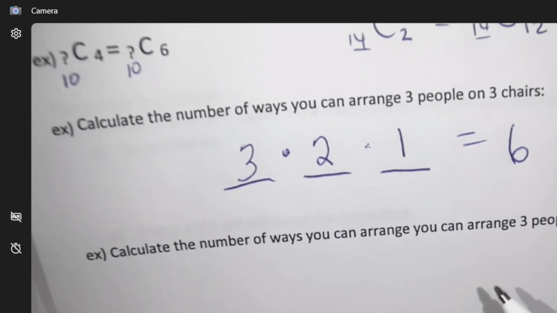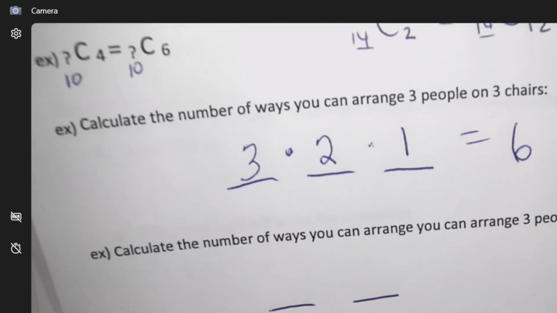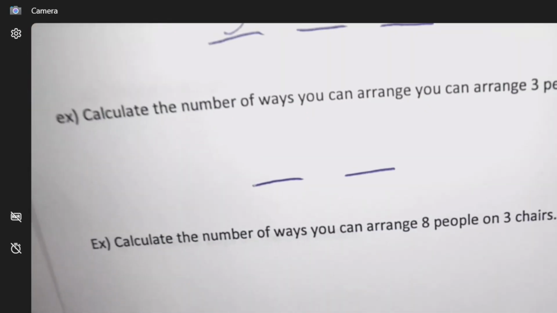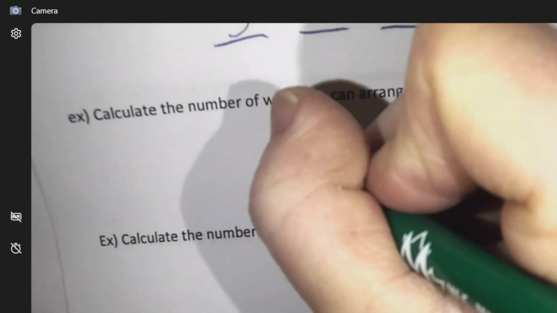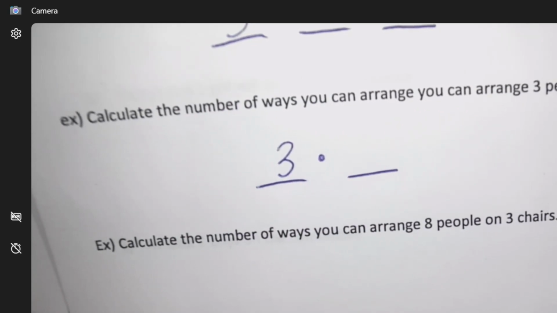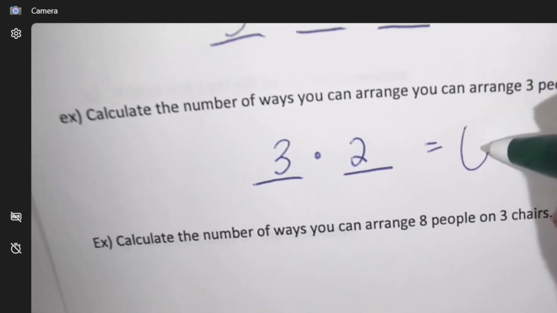Okay, so calculating the arrangements, 3 people on 2 chairs. So there is my 2 chairs. How many options would I have for people to go on my first chair? I have 3 options. How many options onto my second chair? 2 options. So I end up with 6 again.